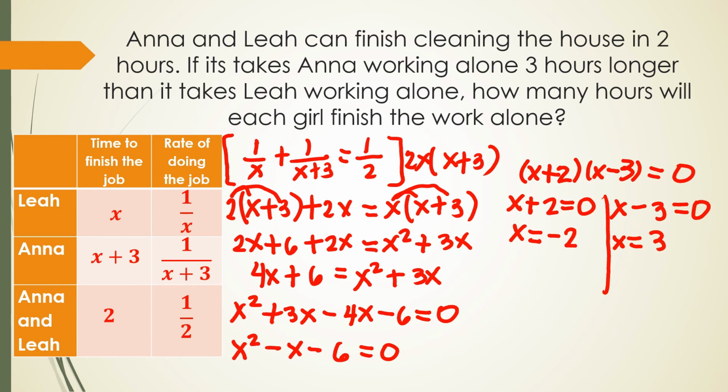by using APE. So, we need to disregard x is equal to negative 2 kasi wala naman tayong negative sa time. Okay, so we will use x is equal to positive 3. Substitute the positive value of x, which is 3. So, si Leia can finish the job in 3 hours alone, while Anna can finish the job in 6 hours alone.